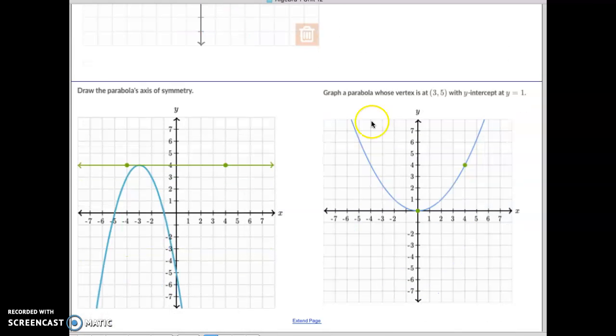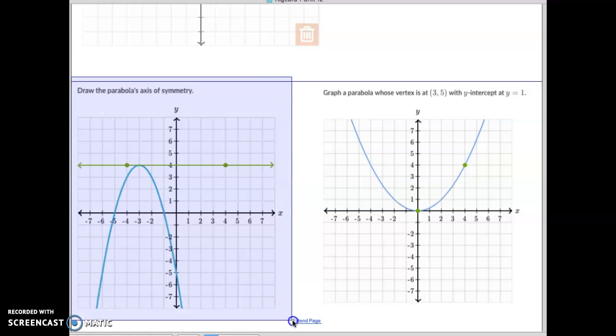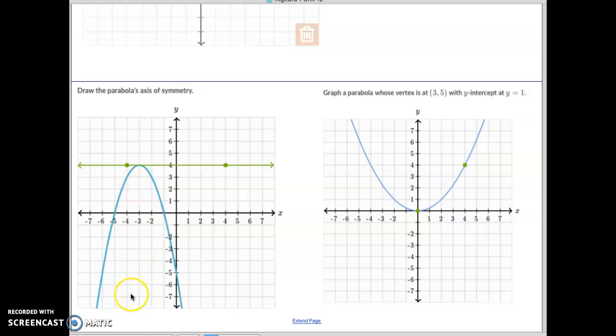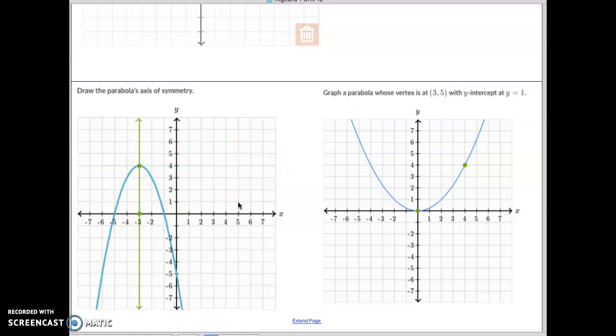All right, two more. This one wants you to draw an axis of symmetry. An axis of symmetry is a line that splits this parabola exactly in half. So if we split this directly in half using this green line, it would look like this right here, where you would have an axis of symmetry when x equals -3. That is your axis of symmetry. This half is a mirror image of this half. That's all an axis of symmetry is.